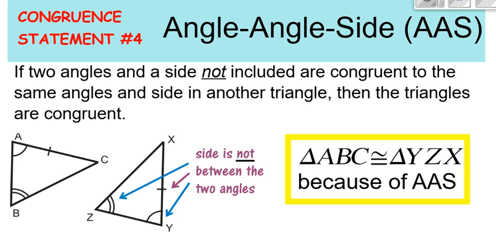Congruent statement number 4 says angle angle side. It's similar to angle side angle, except now the side is not the included side. It's going to be one of the other 2 sides. For example, I have this angle congruent to this angle, and this angle congruent to this angle, and notice that my side is not between this time. So we have a different labeling of angle side angle, also known as AAS.